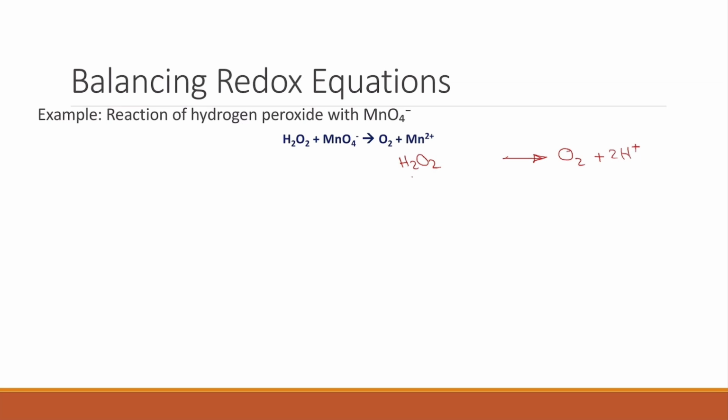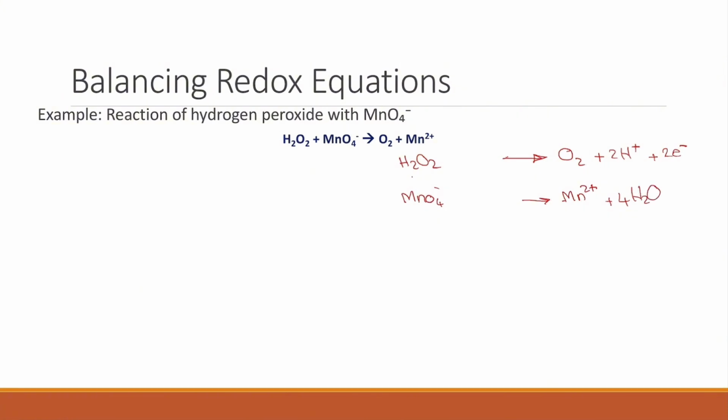Now we need to balance the charge. The charge on the left hand side is 0. On the right hand side, it's 2 plus. So we need to add 2 electrons to make it 0. Now moving on to the manganate. The manganate here has changed into manganese 2 plus. So the manganese is balanced. Now we need to balance the oxygen. There are 4 oxygens on the left-hand side, so we need to add 4 oxygens on the right-hand side. The oxygen will be balanced by adding water, so we need to add 4 water molecules.